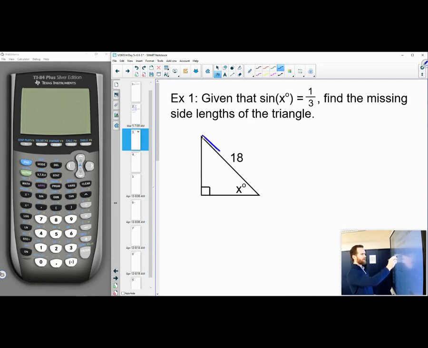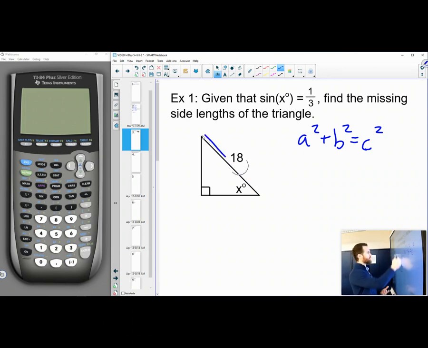So in this triangle, we have one side length, 18, and we have to find the other two sides. And we notice this is a right triangle, which immediately makes me think, oh, the Pythagorean theorem, a squared plus b squared equals c squared, is an option. That's one way we can find missing sides in a right triangle. Not any triangle, but a right triangle. So maybe we can try and do that.